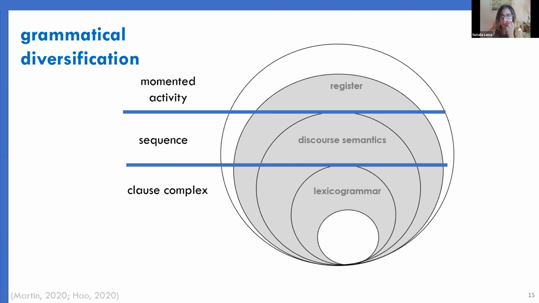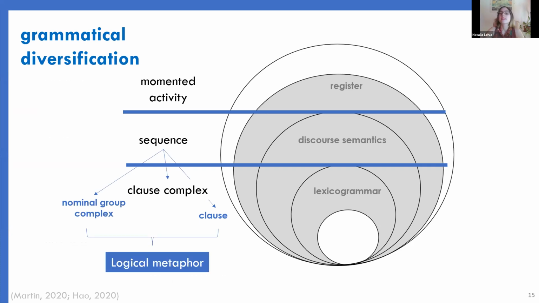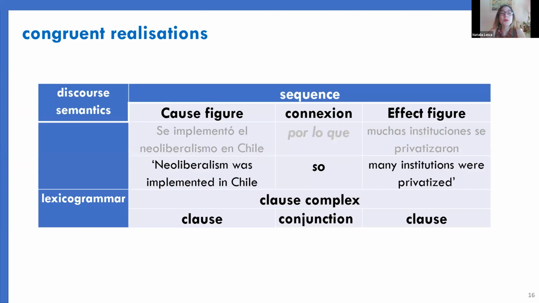However, in the SFL model, the stratified content plane allows us to map the grammatical diversification. Thus, a sequence can be realized not only by a clause complex, but also by a clause or a nominal group complex, which creates a straddle tension between discourse semantics and lexicogrammar called logical metaphor. So let's see this in more detail.